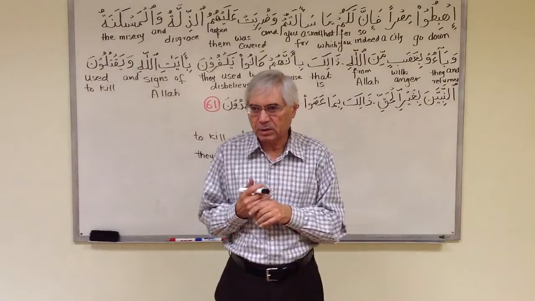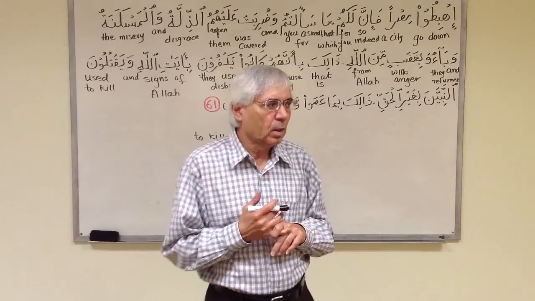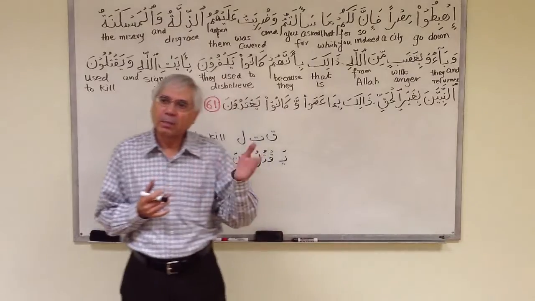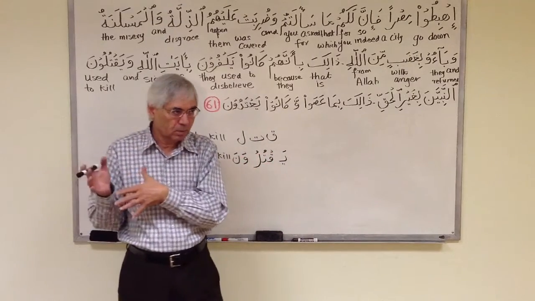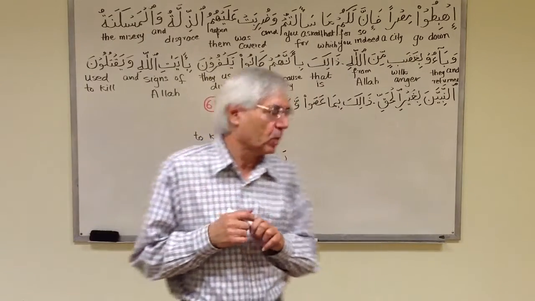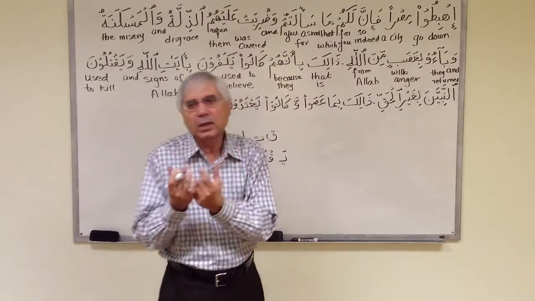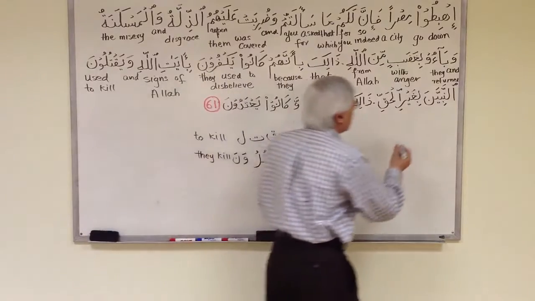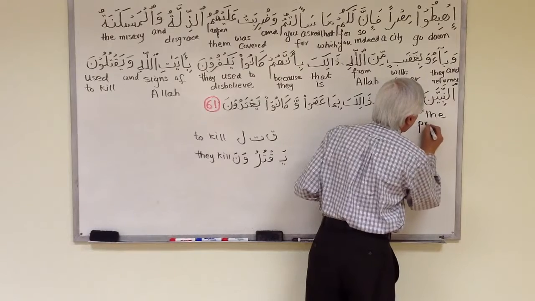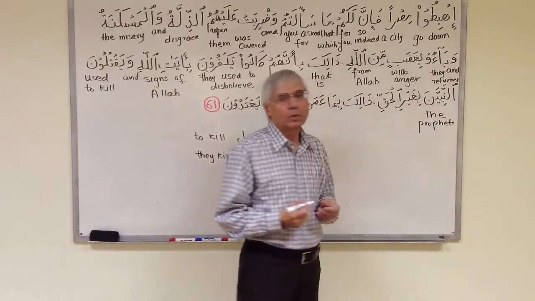They killed many, many prophets. Bani Israel killed many prophets that came among them. Okay? They killed Zakariya alayhi salam. Okay? They killed Yahya alayhi salam. And there are many other prophets. And according to them, they also killed Isa alayhi salam. Okay? So they killed many, many prophets. So that is the meaning of An-Nabiyyina. Nabi is one prophet. Nabiyyina is the plural. Okay? The prophets. They used to kill the prophets.